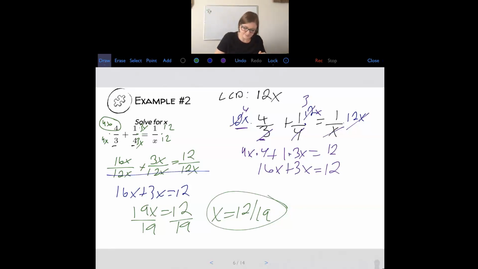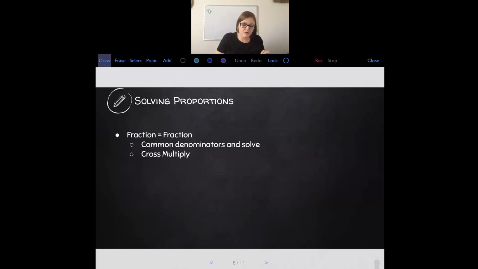Okay. We're going to go over solving proportions. So these are rational equations because we've got variables in the top and bottom, or polynomials in the top and bottom. But this happens when we have a fraction equal to a fraction. So you can use what we just talked about and get a common denominator. And since we went over that, and we'll keep going over that in our next lessons, I won't do it that way. I'm going to show you how to cross multiply here.